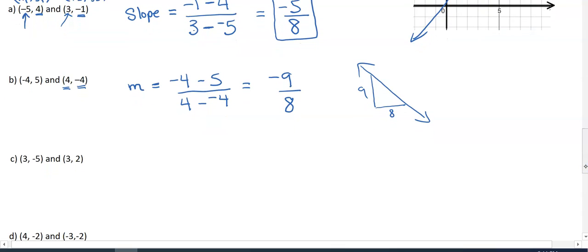Trying this one over here, I'm going to get my slope to be the second y, subtract the first y, all over the second x, subtract the first x. And then this one, I get 0 in the denominator. In other words, there is no run.